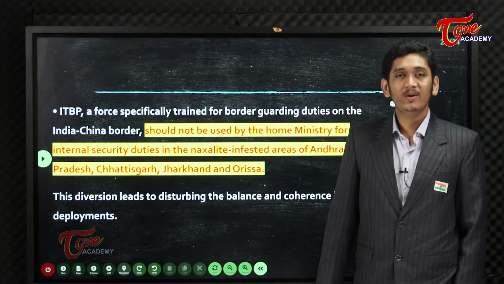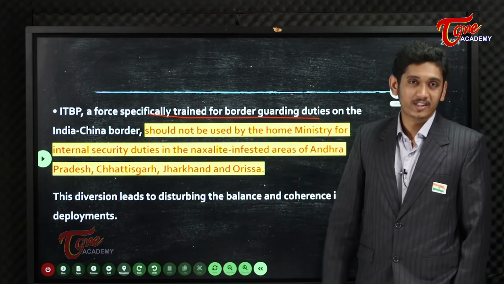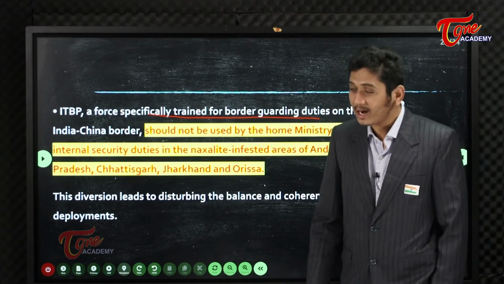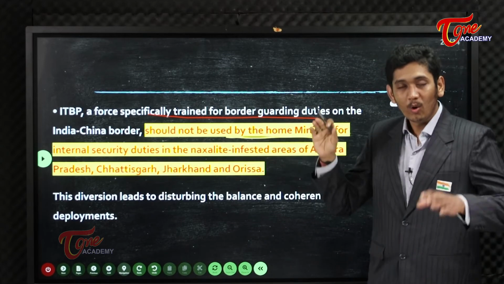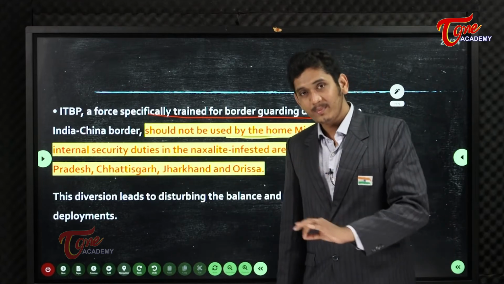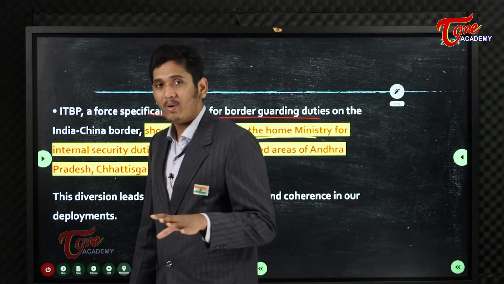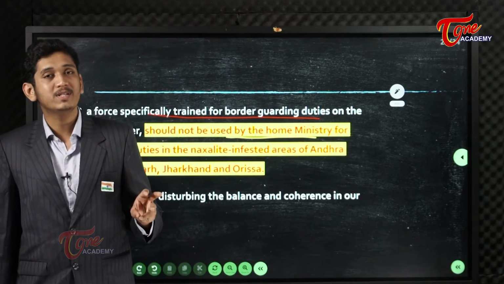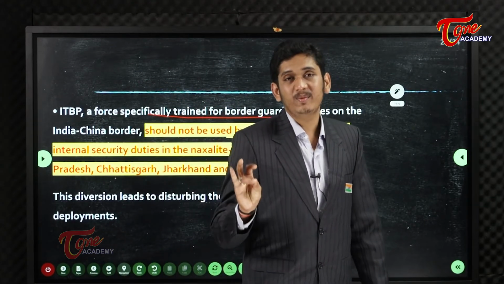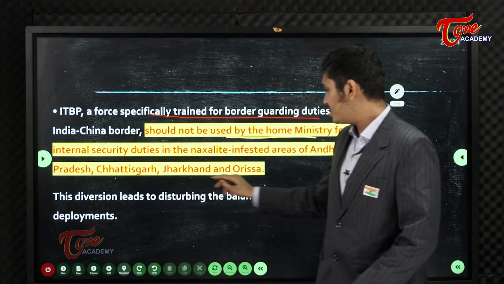Even the ITBP, Indo-Tibetan Border Police Force, is specifically trained for this Indo-China border, which has high terrain mapping region, especially the Himalayan region. The force should be used by the Home Minister only to guard the border itself. They should never be deployed elsewhere, because the Indo-Tibetan Border Police Forces, my friend, have been deployed for UN peacekeeping missions. Even they are deployed for fighting left-wing extremism in the regions of Andhra Pradesh, Odisha, okay, all that region, Chhattisgarh, Jharkhand.